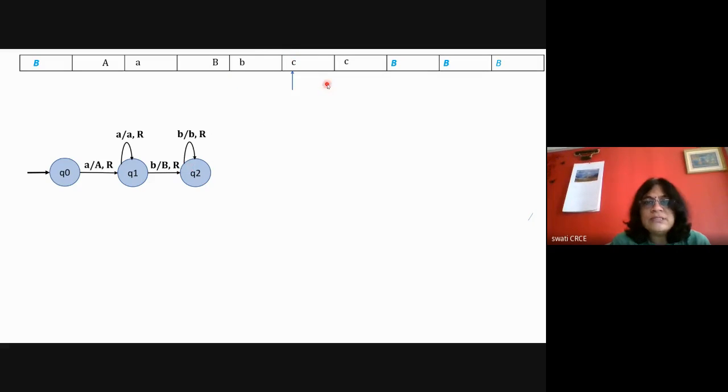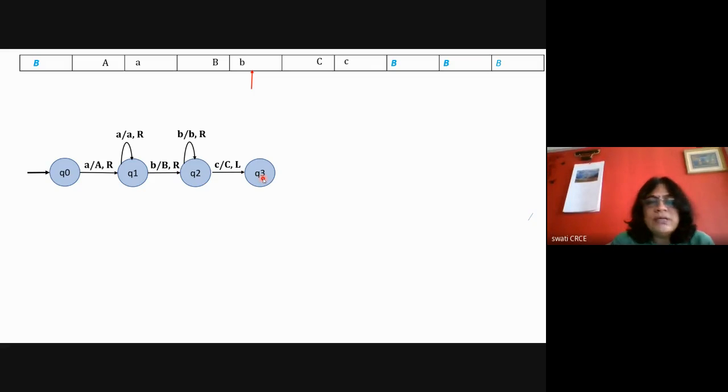Now it is getting small c. Small c will be changed to capital C, and now it doesn't have to go to right, because the corresponding C is changed to capital C. So now we go back again. After changing this C to capital C, it has to go back. So C will be changed to capital C and go to left, and it is going to the state Q3.